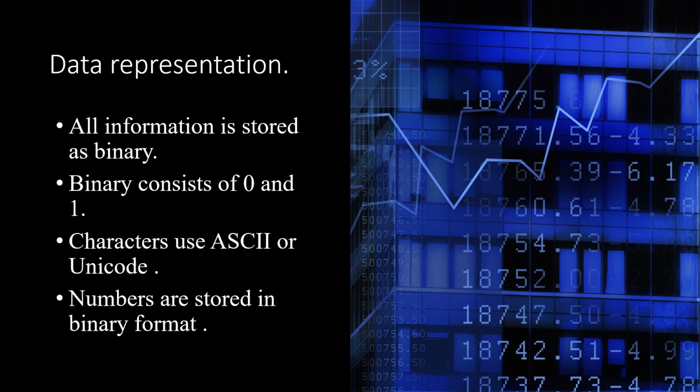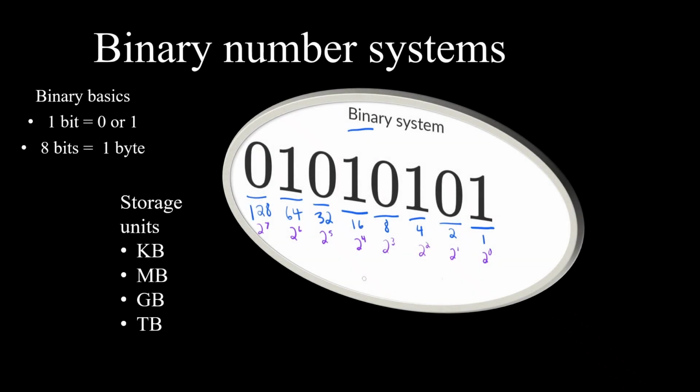Next slide. Binary number system. Binary is the language of computers. 1 bit can be either 0 or 1. 8 bits make 1 byte. Storage capacity is measured in kilobytes, megabytes, gigabytes, and terabytes. Okay, let's move to the next slide.